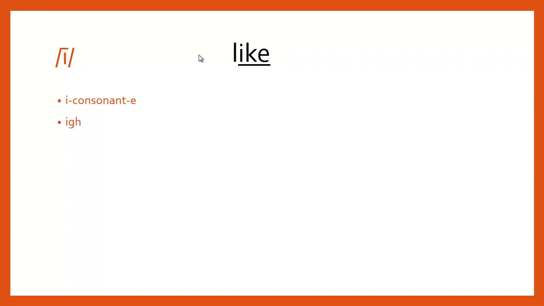We have the IGH combination. For instance, in a word like sigh, IGH, that letter combination will make the long vowel I sound. And sometimes I's just by themselves, such as in the word child. Now, an I by itself doesn't always mean that it's going to be a long vowel sound, but it's something that you can try as you're trying to decode words.